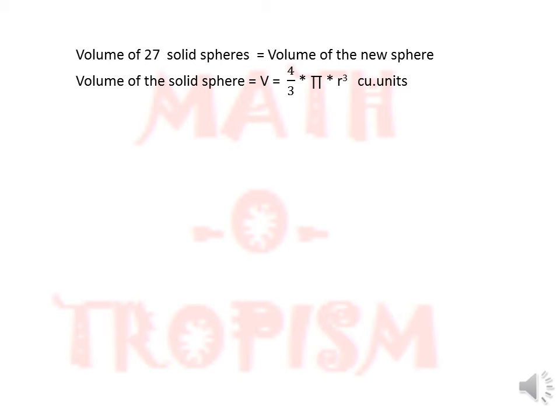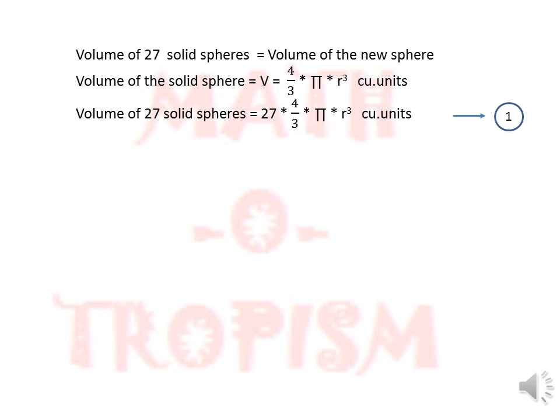Now what will be the volume of the new sphere? So the volume of the 27 solid spheres will be equal to 27 into 4 by 3 pi r cube cubic units, which is nothing but the volume of the new sphere. So this is how we have found the volume.